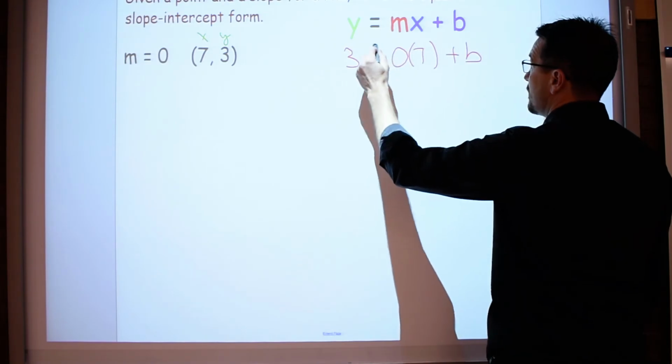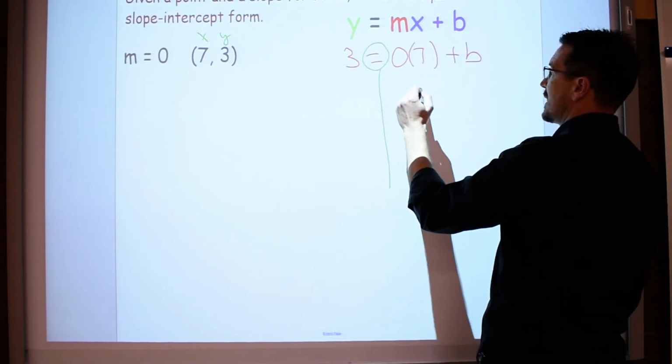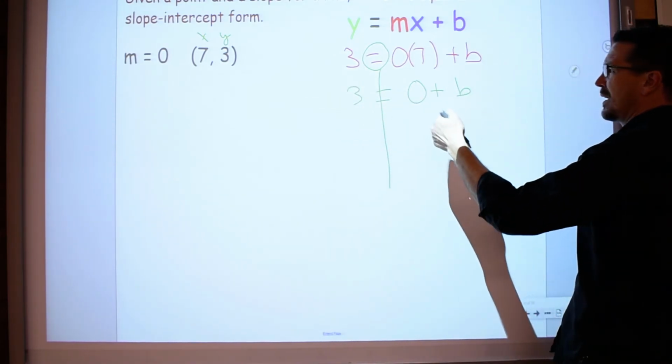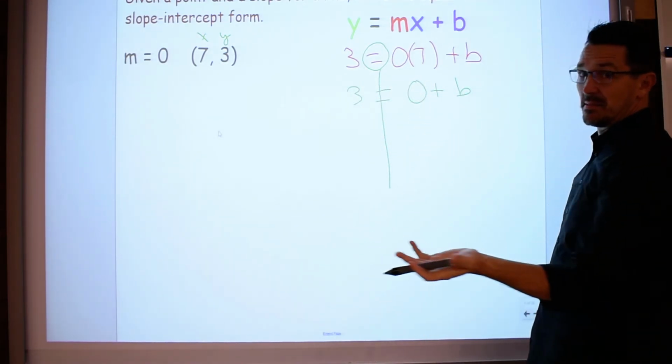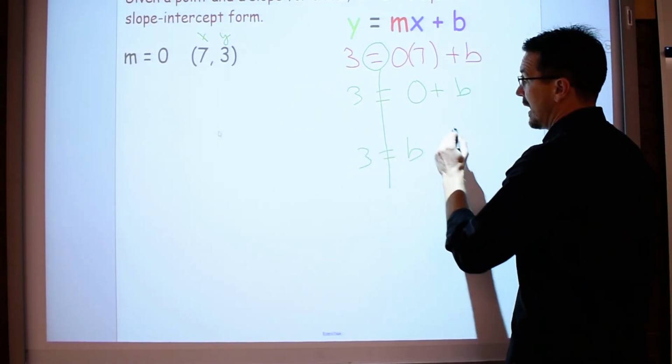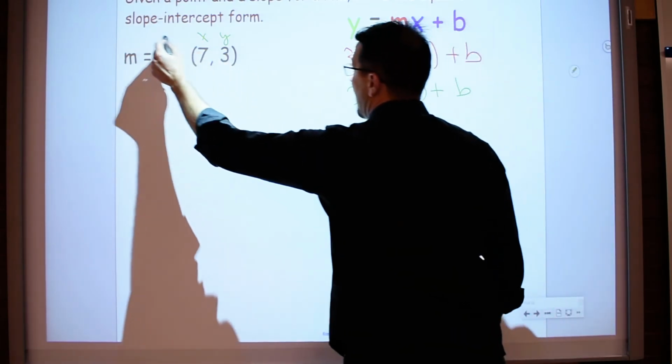So the way I'm going to solve for b is I'm going to simplify. 0 times 7 is 0 plus b. And then 0 plus b, well, I don't need the 0. It doesn't mean anything, so I'm just going to get rid of it. So I'll get 3 equals b. So now I have my b, and I already had my m.